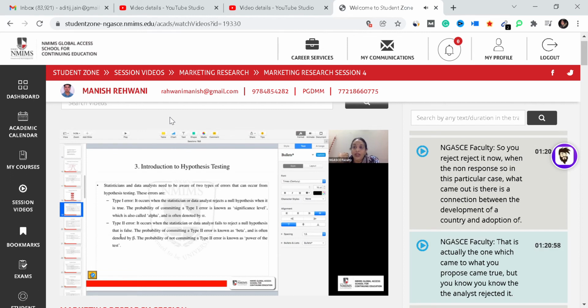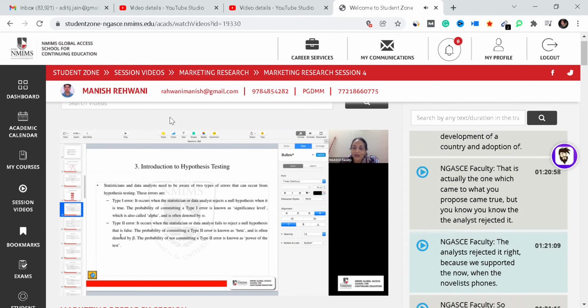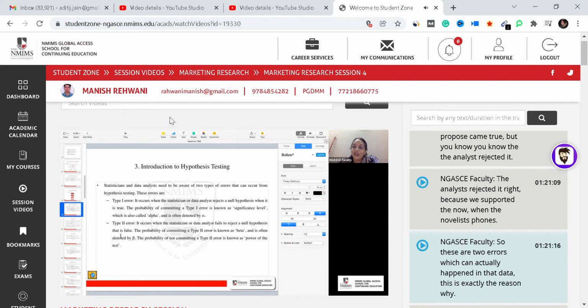That is actually the one which came true. What you proposed came true. But the analyst rejected it. The analyst rejected it, right? Because he supported the null when the null is false. So these are two errors which can actually happen in data.